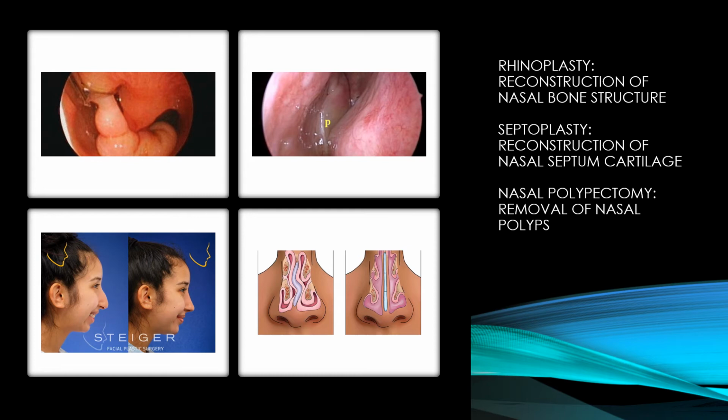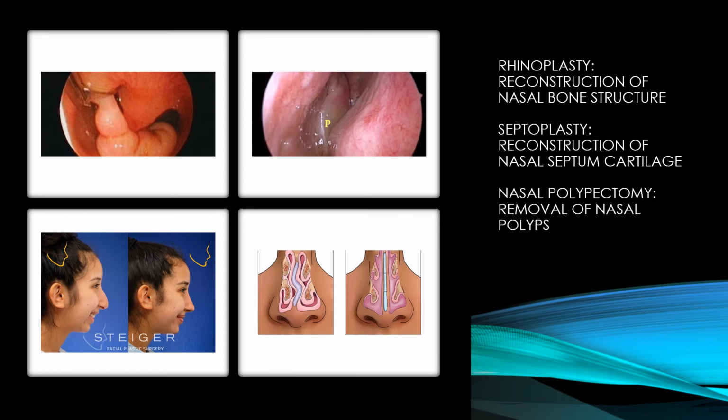When we talk about nasal surgery, one of the most frequently discussed is the rhinoplasty, which is a reconstruction of the nasal bone structure. Typically, they will fracture the bone, remove some of it, and reshape it into the image that has been chosen by the patient and the doctor for their optimal viewing pleasure. You can see the picture on the bottom left. This young lady had a large nasal hump that was removed, and she had a reconstruction of her nose.